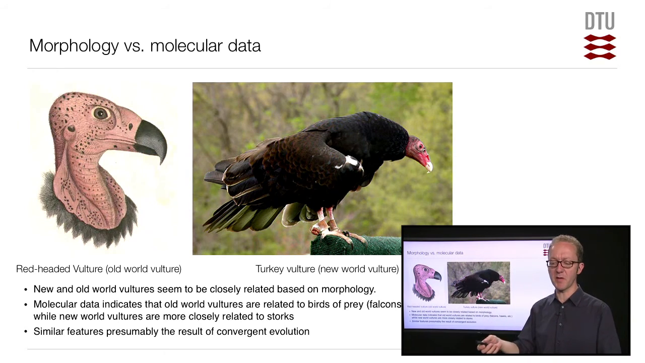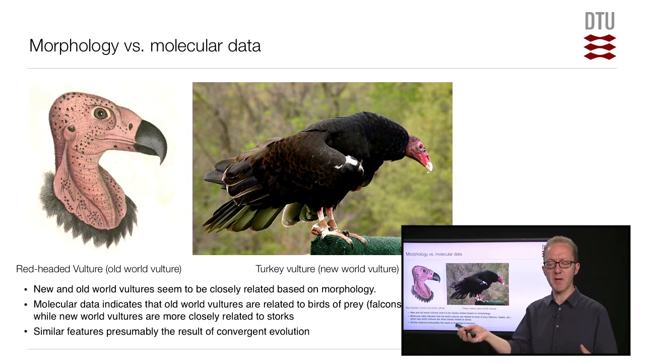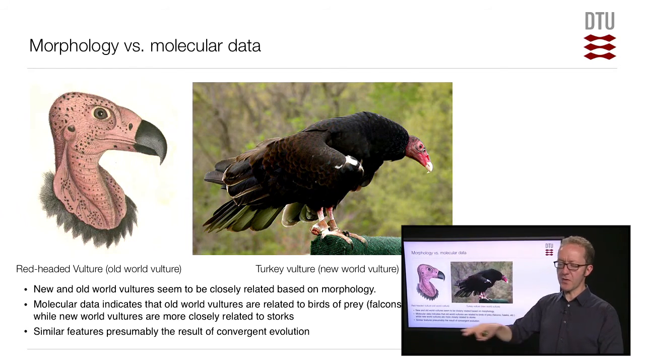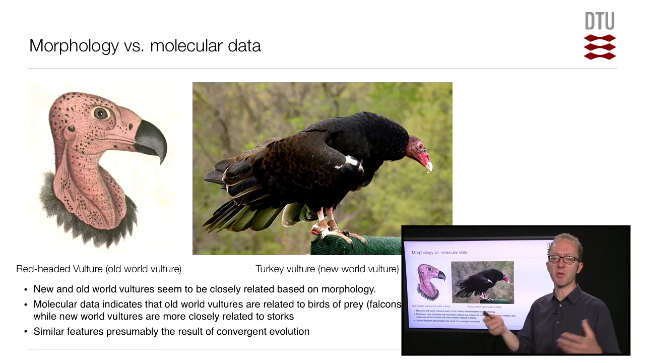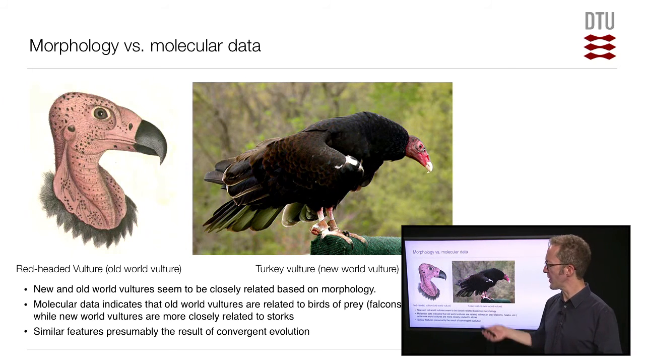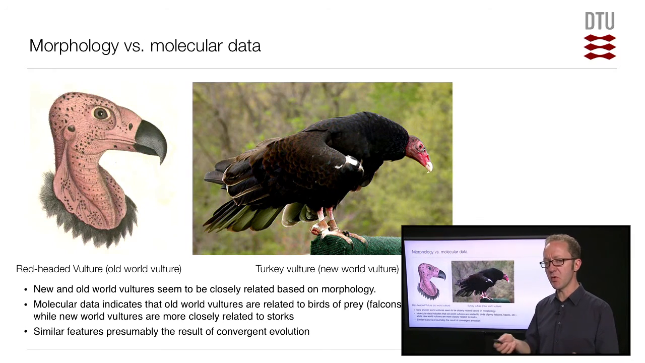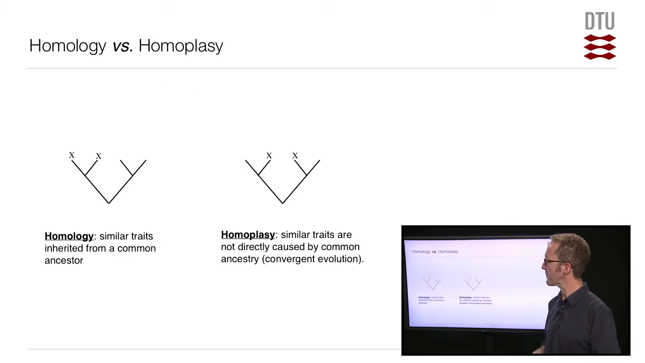It's the same phenomenon if you compare a shark and a dolphin. They look very similar. The shark has a vertical tail, the dolphin has a horizontal tail, but their body shapes are quite similar. But again, that's not because they're each other's closest relatives. So convergent evolution can sometimes fool you if you look at morphology, but not so much if you look at molecular data, mostly because you have so much of it.